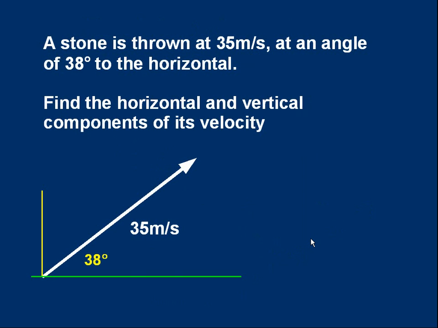Let's do a couple of examples now. Here's one. A stone is thrown at 35 meters per second, which is quite fast, at an angle of 38 degrees to the horizontal, as in the diagram. The diagram is not the path of the stone, by the way. The diagram is simply showing the vector which represents the velocity as it leaves your hand. It's 35 meters per second, which corresponds to the length at that angle to the horizontal. And you're being asked to find the horizontal and vertical components of the velocity. So, if you want to pause the video now and try that for yourself, you can do it.